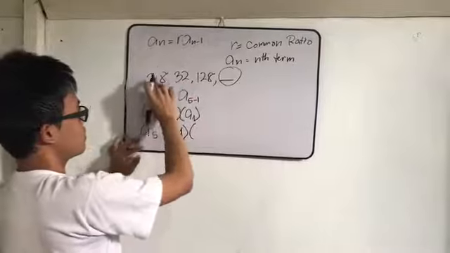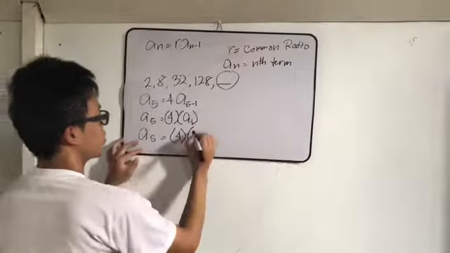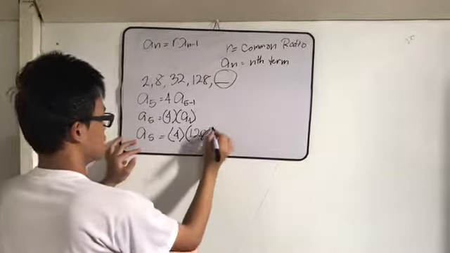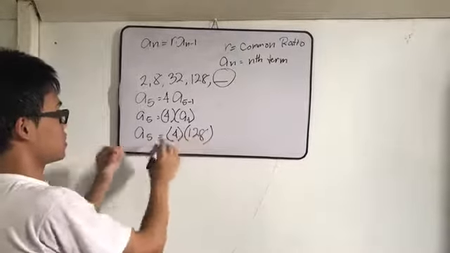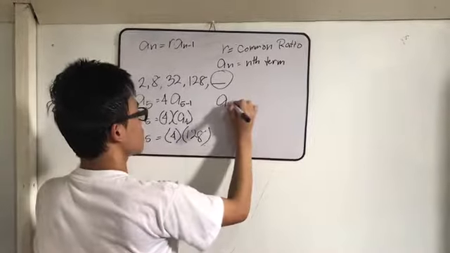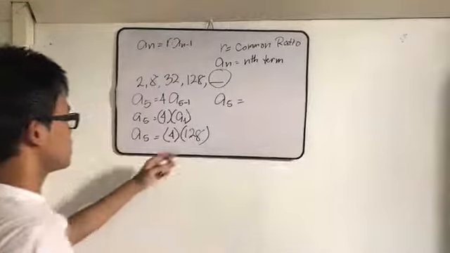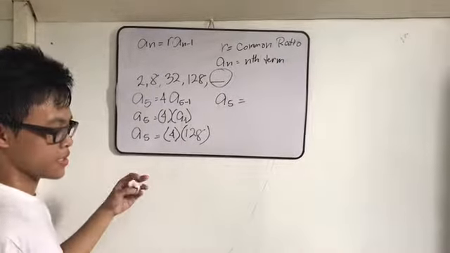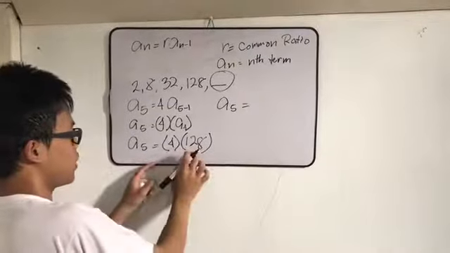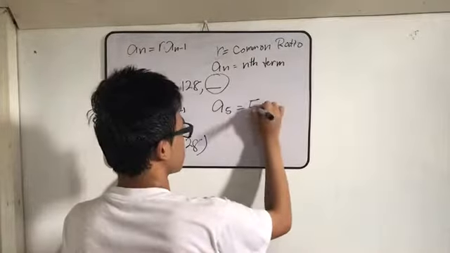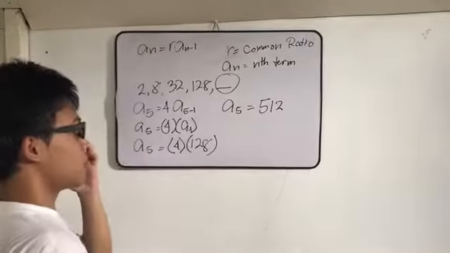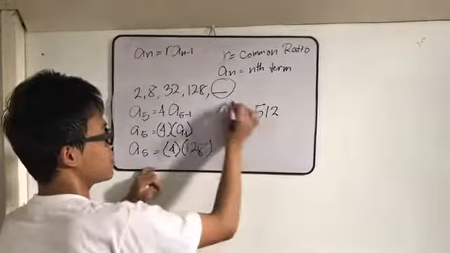The fourth term is 128. So if you multiply 128 and 4, 128 times 4 is 512. So therefore, the fifth term is 512.